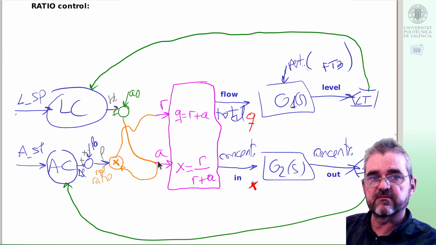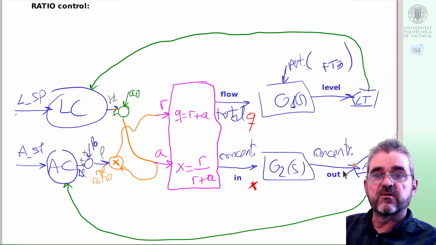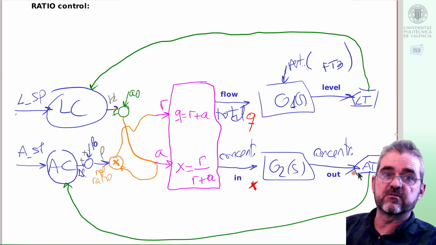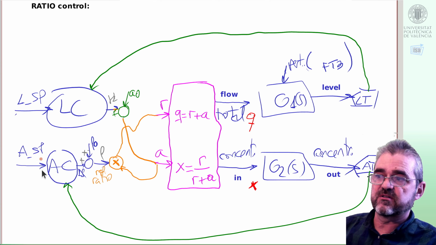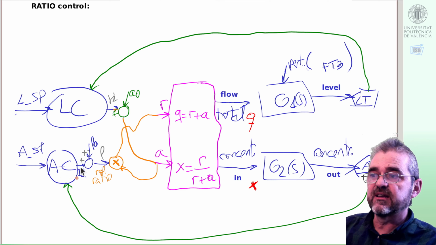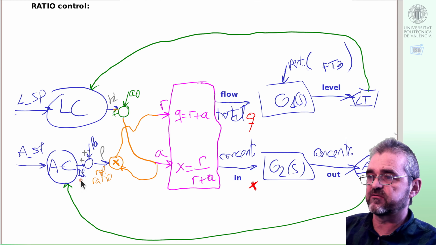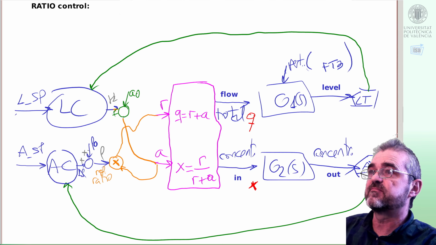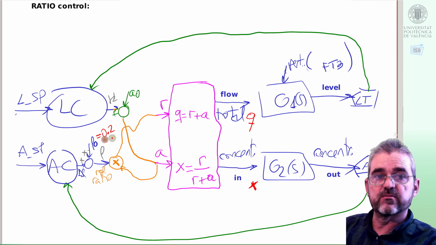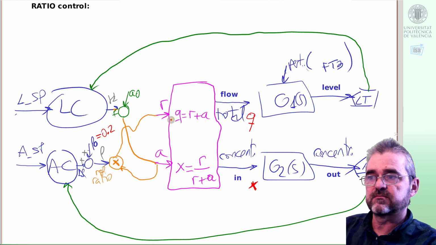That's the nominal concentration. However, if for whatever reason we sense an outlet concentration which is different to the concentration set point, then our concentration controller will output an increment of ratio that will be added to the nominal 0.2 to give the actual ratio to be multiplied by the water flow, giving the required reagent flow. So this is ratio control.